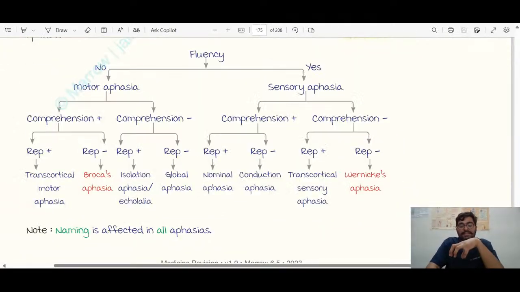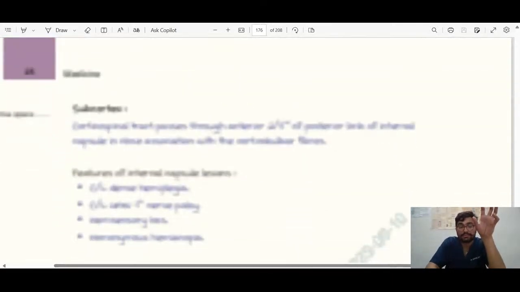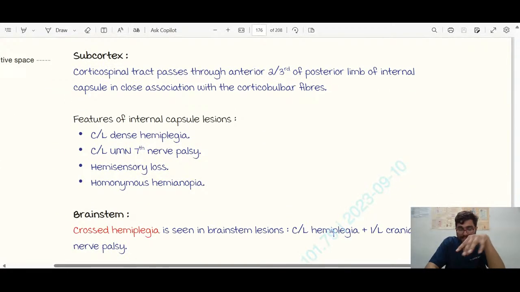Above, I discussed hemiplegia of the cortex. Now we are going to discuss the subcortex and then the brainstem. The corticospinal tract passes through the anterior two-thirds of the posterior limb of the internal capsule in close association with the corticobulbar fibers. The features of internal capsule lesions are contralateral dense hemiplegia, contralateral upper motor neuron facial palsy, hemisensory loss, and homonymous hemianopia. These four are the features of an internal capsule lesion.